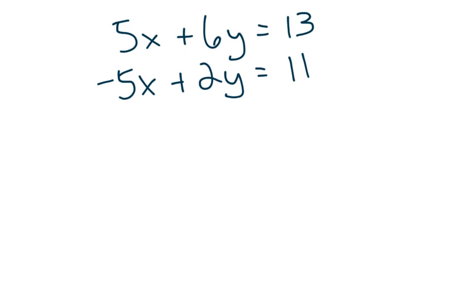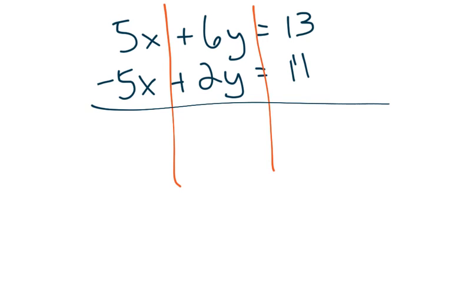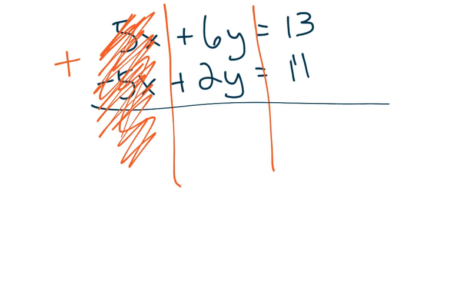Alright, so here's the problem as it's written, and I'm just going to make my columns to separate my parts, okay? And I'm just going to add them up. The thing that eliminates this time is the x's. Positive 5x plus negative 5x is going to become 0x, which is nothing, so we're just going to eliminate that. The y's will stay, because 6 plus 2 is 8. And then I have my equal sign. 13 plus 11 is 24.